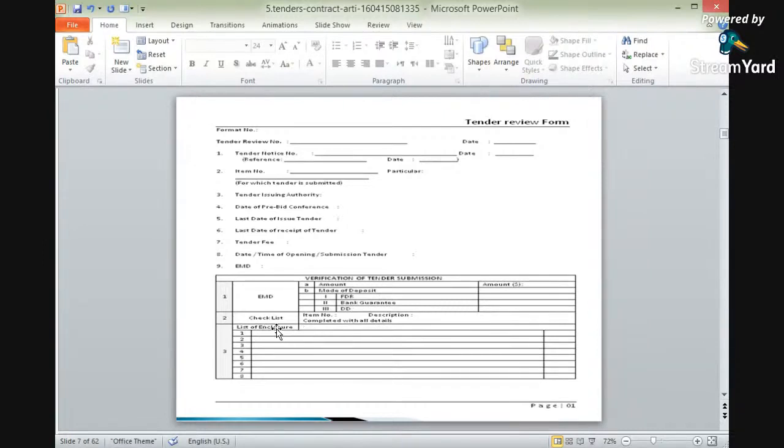Again, a checklist with the number of items, item numbers and descriptions, completed with all details, is to be mentioned. And a list of enclosures, which are the things we are enclosing here. All these things are to be mentioned here.